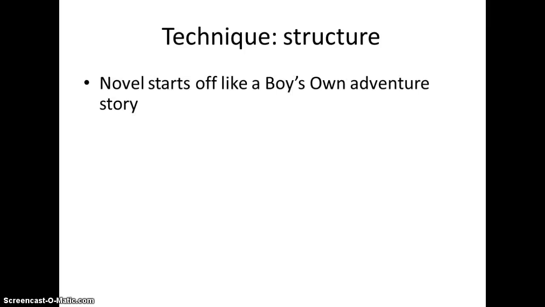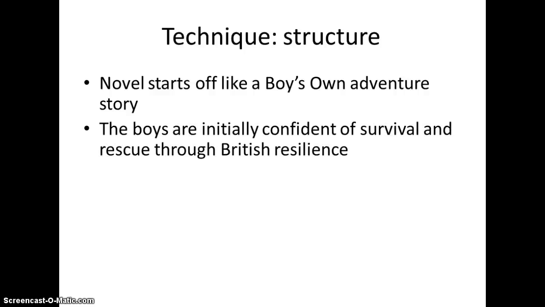Now, in terms of structure, the novel starts off like a boy's own adventure. This typically British, and Coral Island, I think, is referred to. That was a boy's own adventure. This idea about boys surviving on an island and just getting on with it because they're good, well-spirited British boys. Because of this, they are initially confident. They think that they're going to get through. They think they're going to get rescued. They're just going to survive because of their good old-fashioned stiff upper lip, this good old-fashioned British resilience that they have.